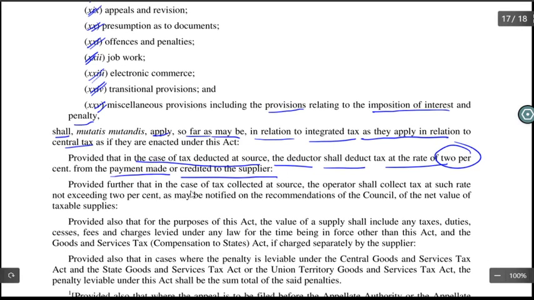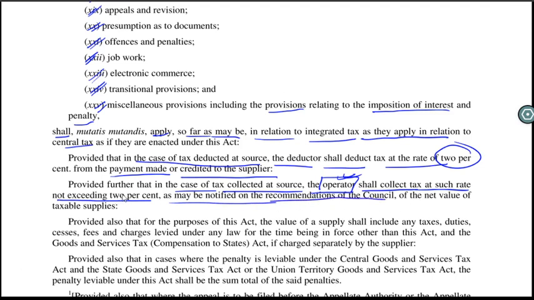Second proviso, in case of tax collected at source, TCS, operator shall collect tax at such rate. Here operator means e-commerce operator. Operator shall collect tax at such rate not exceeding 2% as may be notified on the recommendation of council, 2% of the net value of taxable supplies.